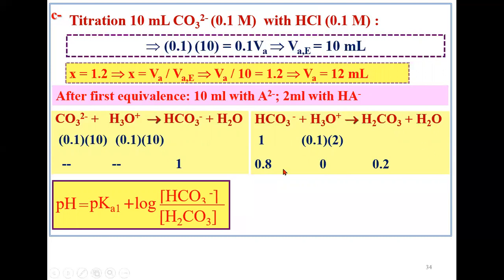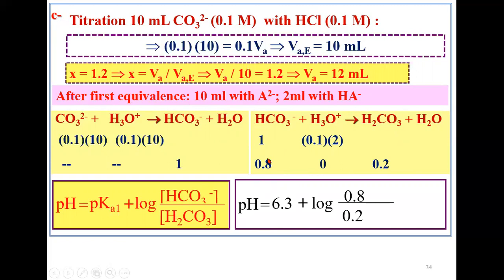pH is, what are you left with here? Of course, you are left with the acid and its conjugate. And of course, this is after the first equivalence. We're using Henderson. And if you look at these two couples, of course, the pKa, which pKa, pKa1, because these couples are governed by the Ka. Substitute in, we have the base and we have the conjugate acid, 0.8 and 0.2. All right, you get a pH of 6.9.